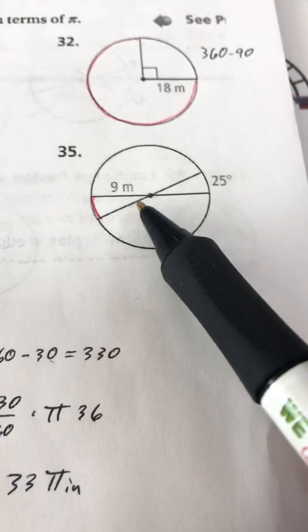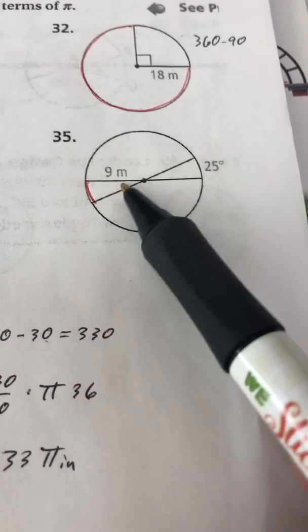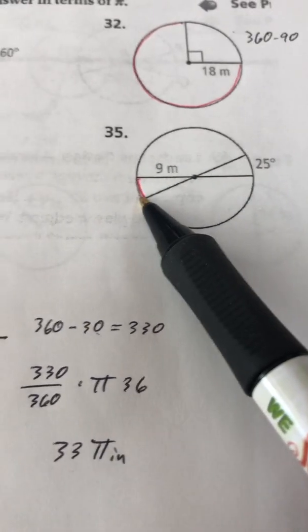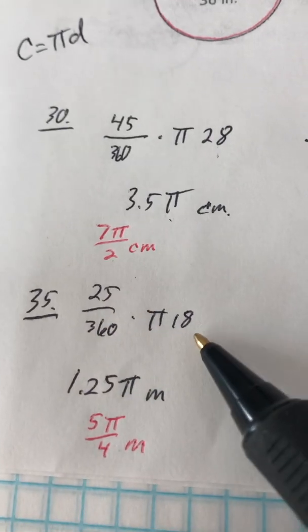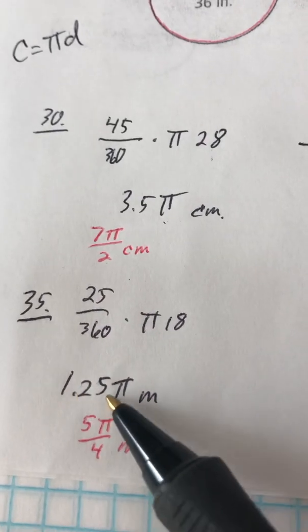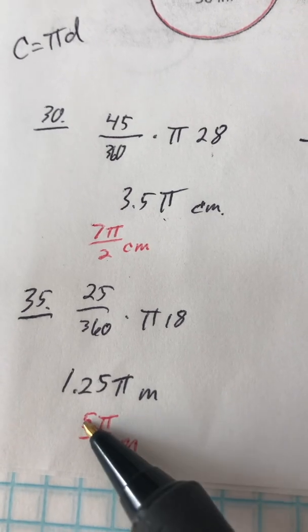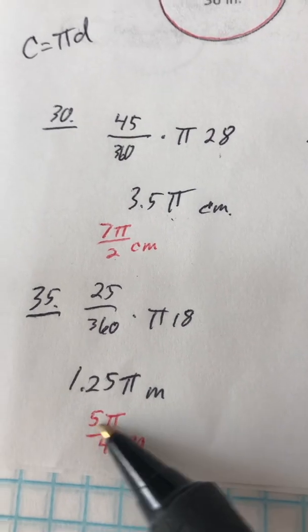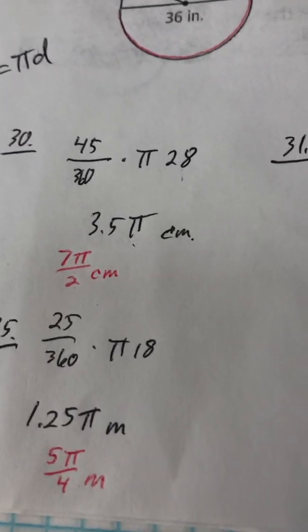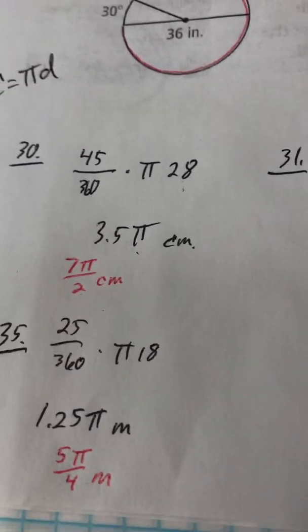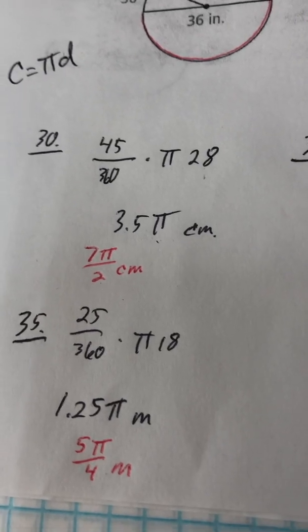And then 35, since these are vertical angles and all that, this is going to be 25 also. So I put 25 over 360 times the 18. I get 1.25, but that 1.25 as a fraction is going to be 5 over 4, 5 pi over 4 meters is what the answer key really likes. It likes it in fraction form instead of decimal.